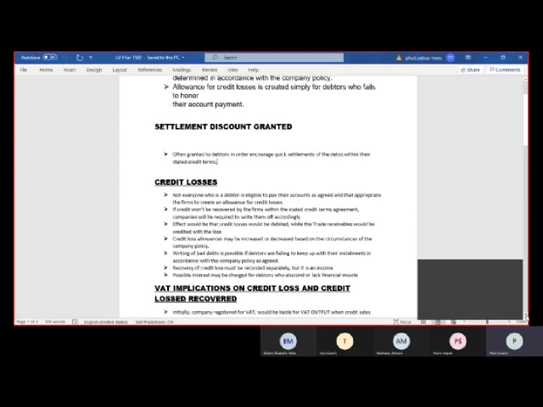Okay. Settlement discount granted is something we often offer to debtors in order to encourage quick settlement of debts within the stated credit terms. So usually your creditors will say, hey, if you pay your account within a certain period, we'll give you a 10% discount or a 20% discount or whatever it may be. It doesn't really happen when you buy goods on credit in most cases, but they do it simply to encourage quick settlements.